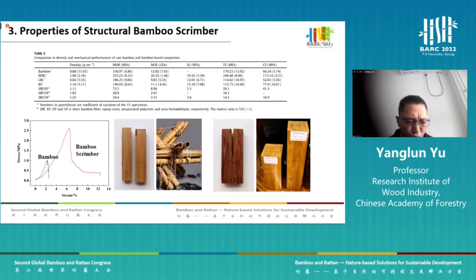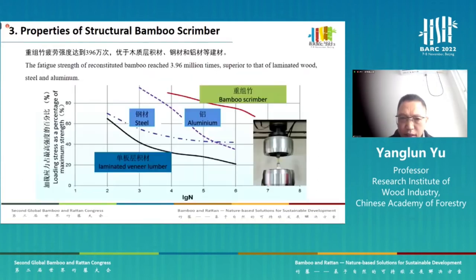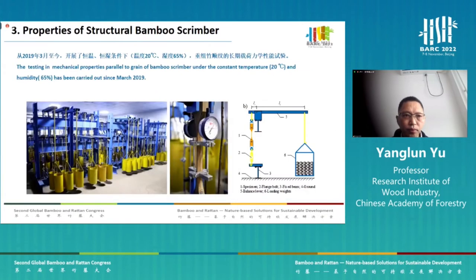It is very suitable for making products, and it is not easy to crack and to split. That is a fundamental or great improvement compared with the original bamboo. So it can be used to make furniture. The fatigue strength of the reconstructed bamboo reached 13.